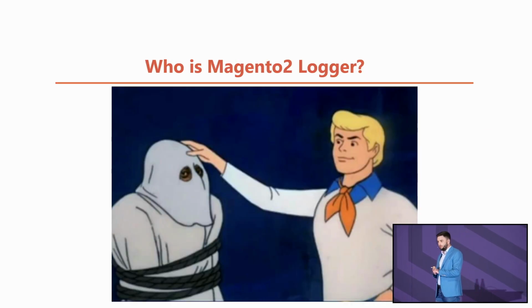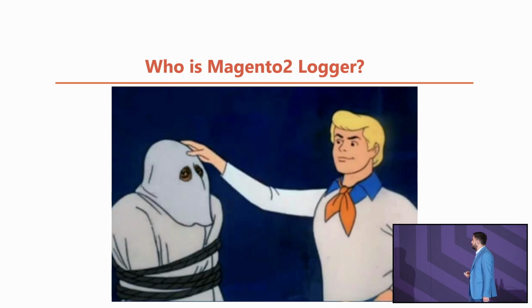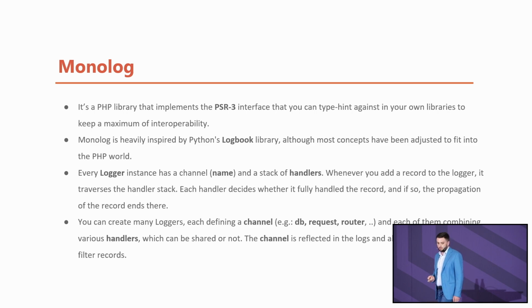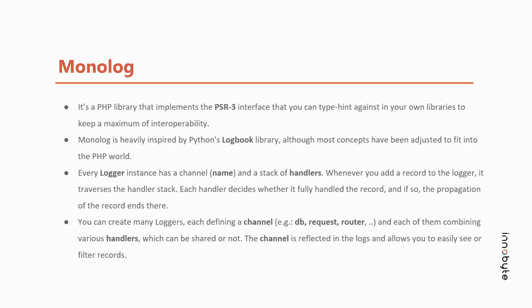Okay, so who is Magento 2 logger? Basically, Magento 2 logger is Monolog, as I said in the title of the presentation. So if it's Monolog, then we have access to a lot of features. Monolog didn't invent the wheel. It's based on a logbook in Python, but there are other libraries that work in the same way. A logger has a name, has some handlers, and then we discussed other features. I will insist that a logger has a name, and you will discover later why.